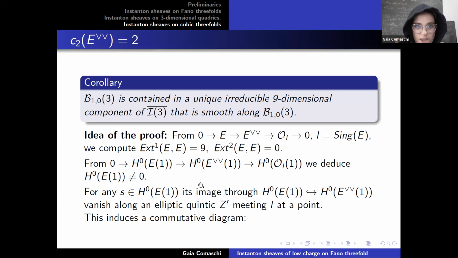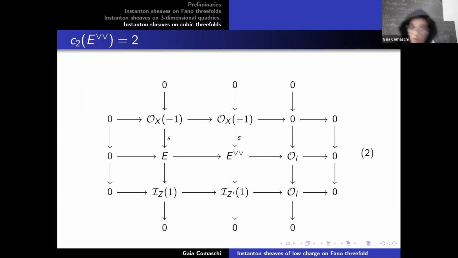And we have that if ever this happens, a global section s here coming from this vector space will vanish along an elliptic quintic Z prime that will meet L at a point. So we have a commutative diagram exactly as we had in the previous case: the defining short exact sequence with E double dual, and the global section of E double dual that therefore will vanish along an elliptic quintic Z prime.